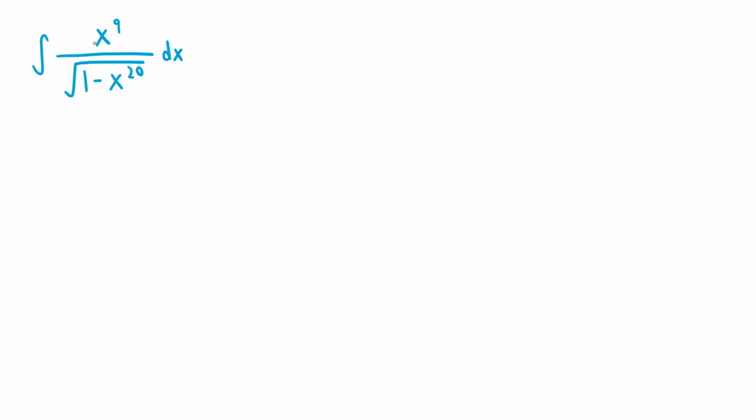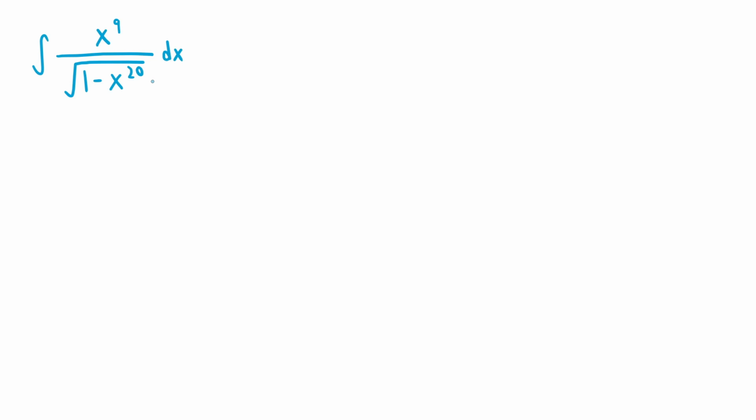So let's do the integral of x to the 9th over the square root of 1 minus x to the 20th. If we look at the denominator of the integrand, the square root of 1 minus x to the 20th, that kind of looks like the square root of 1 minus x squared in the denominator for the expression for the derivative of arcsine of x. We can think of the square root of 1 minus x to the 20th as the square root of 1 minus x to the 10th all squared.